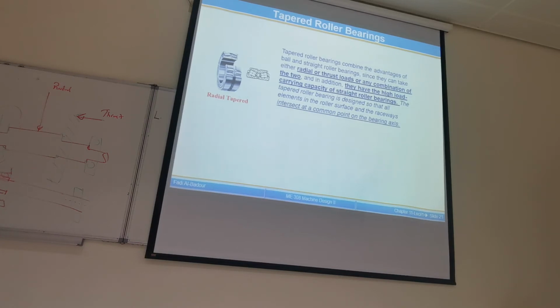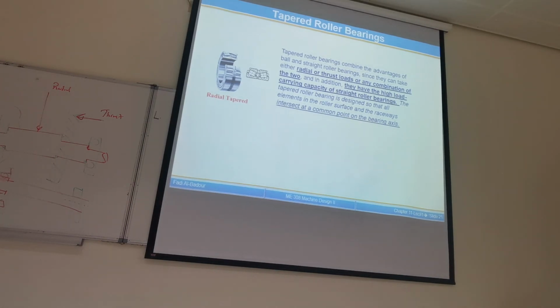So what is the advantage of tilting the rollers inside the bearing? Let me remind you with the straight cylindrical. So this is the cylindrical. We said this is the line of contact, and this is the shaft. We said that it can carry only radial load. The radial load is what? Perpendicular to the line. Now in tapered, where's the line of contact? It's inclined.